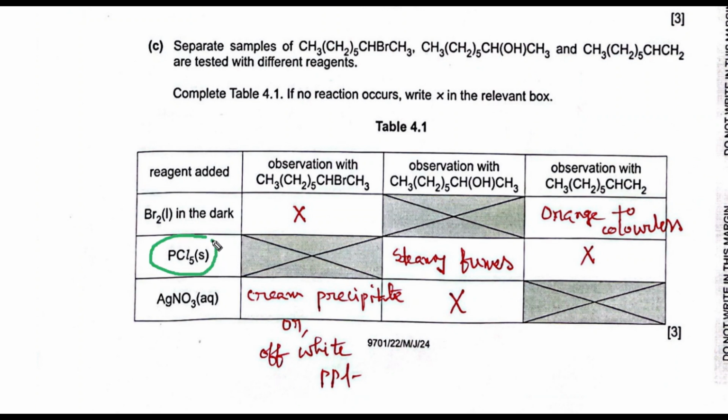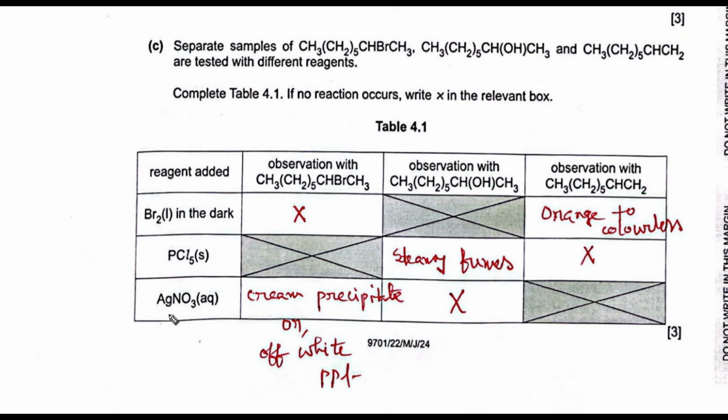Phosphorus pentachloride: haloalkane does not react with phosphorus pentachloride, so this is already a cross. And you know, this is an alcohol group. Alcohol reacts with phosphorus pentachloride to produce haloalkane, phosphorus trichloride oxide, and steamy fumes of hydrogen chloride gas. So this alcohol reacts with phosphorus pentachloride to form steamy fumes of hydrogen chloride, and alkene does not react with phosphorus pentachloride, so this is a cross.